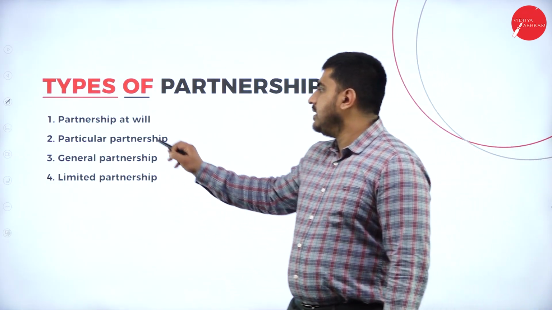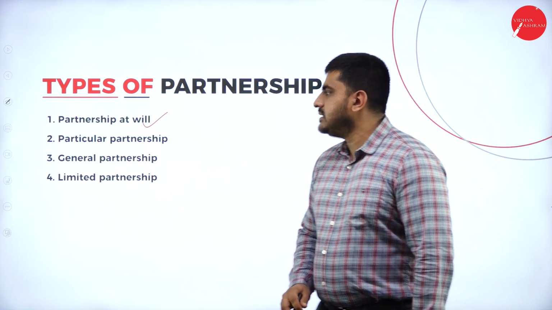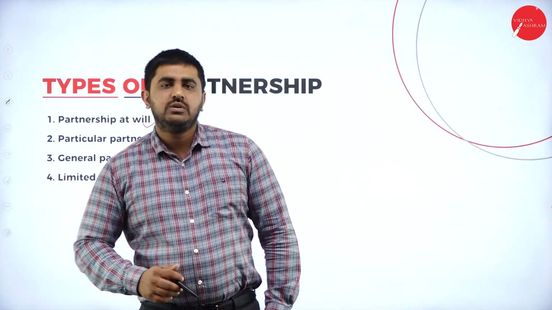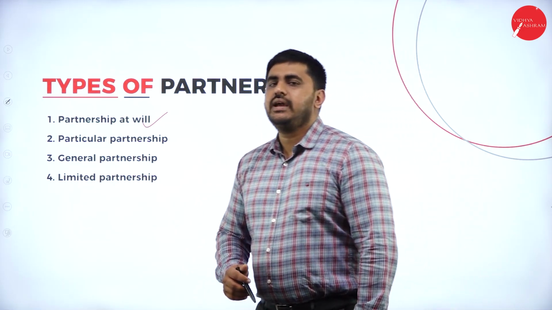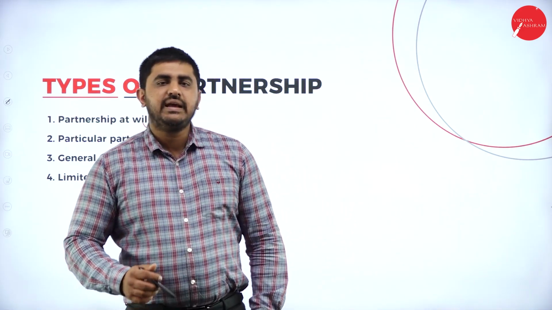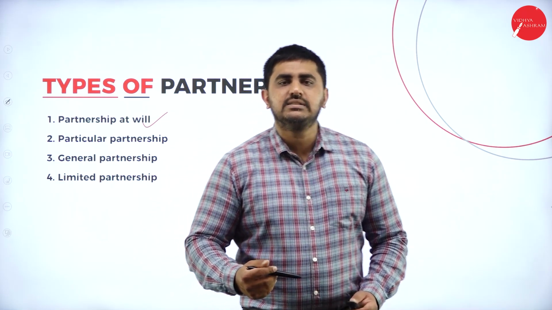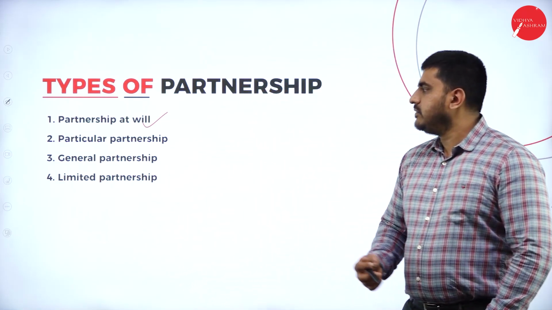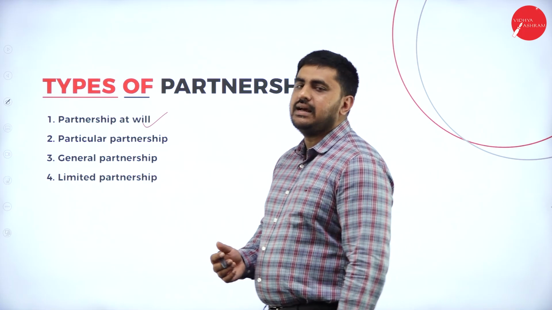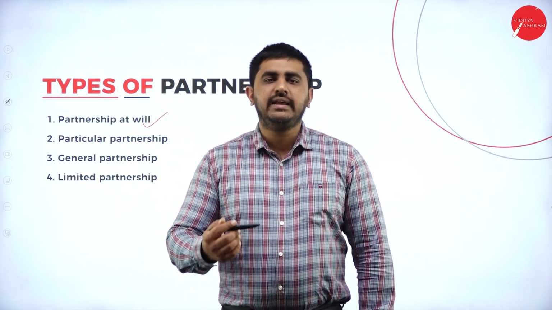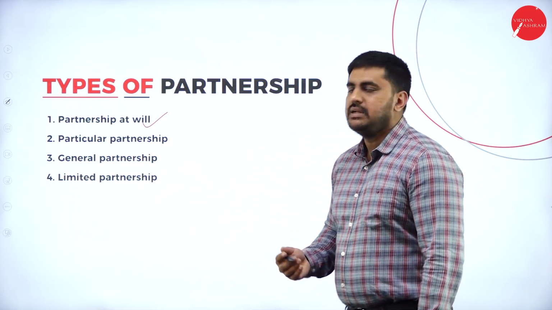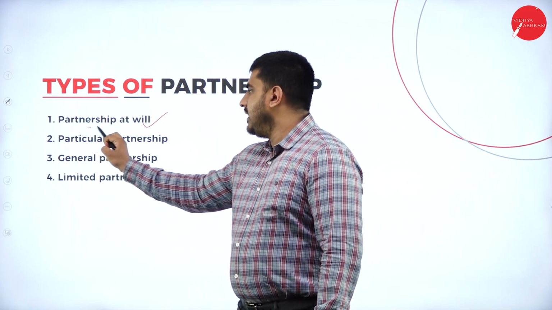Partnership at will. Partnership at will is a partnership where 2 or more persons come together. For example, 4 persons come together and make an agreement, then they start the activities. And suppose after a few days, one partner doesn't like the partnership. So what can he do? He can give notice and withdraw himself from the partnership. That is partnership at will.